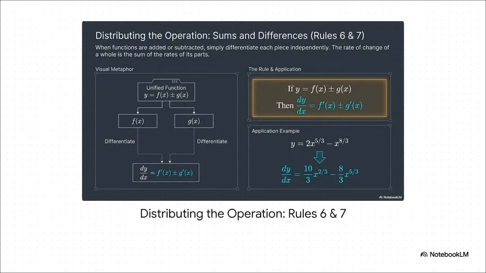Let's move on and see how this builds when we're dealing with sums and differences. That's Rule 6 and 7. The good news here, you don't need some complicated new mathematical structure. When functions are added or subtracted, you just distribute the operation and differentiate each piece totally independently. The rate of change of the whole is really just the sum of the rates of its parts. So taking the derivative of 2x to the 5/3 minus x to the 8/3 is literally as easy as applying that power rule we just learned to each term separately.